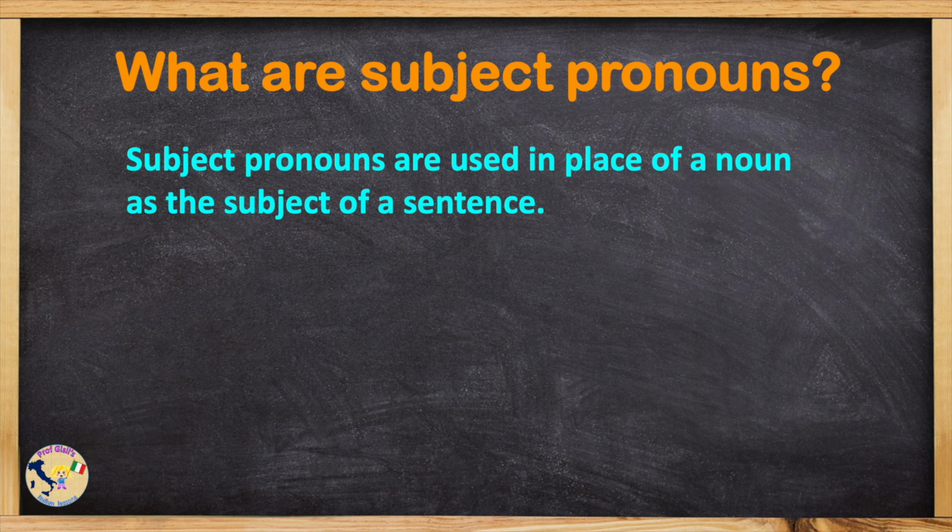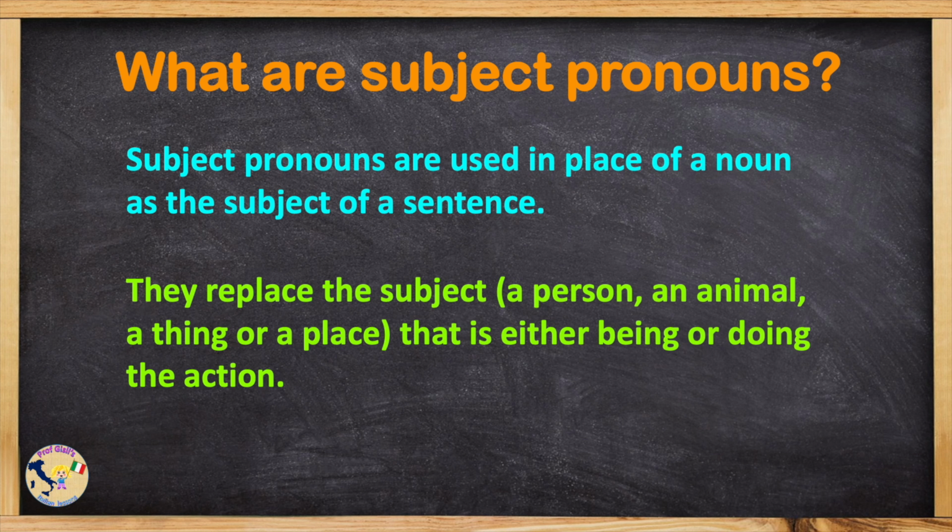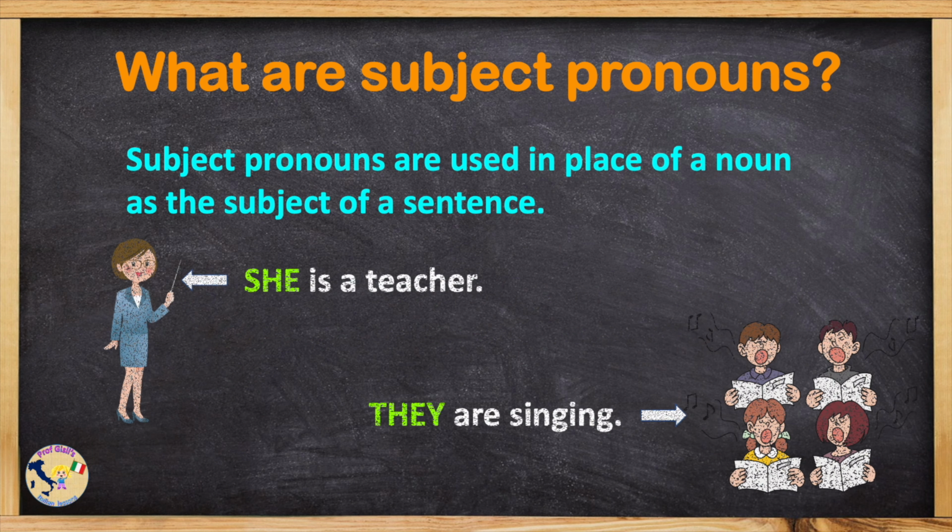Subject pronouns are used in place of a noun as the subject of a sentence. In other words, they replace the subject, be it a person, an animal, a thing, or a place, that is either being or doing the action. For example, in these two sentences, pronoun she replaces the name of the teacher, and pronoun they replaces the names of the four singers. Before explaining how subject pronouns work in more detail, I'll introduce Italian subject pronouns.